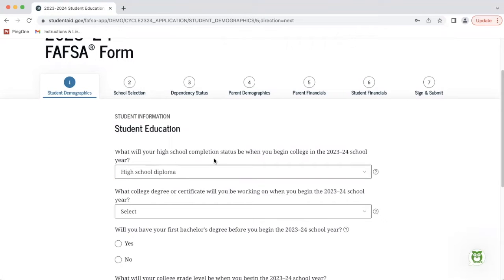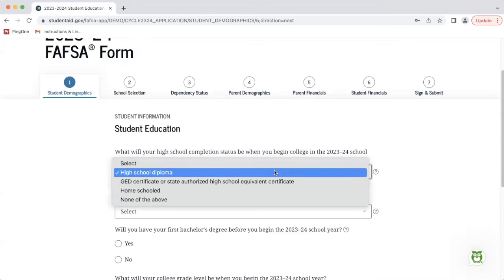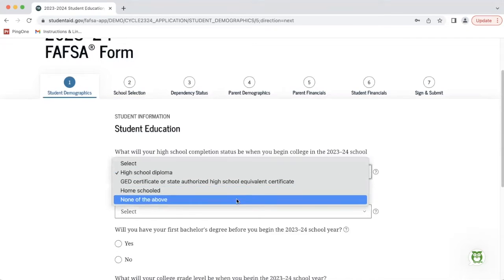This page asks about student education. The first question is, what will your high school completion status be when you begin college in the 23-24 school year? So we'll hit high school diploma, but you could also say GED, homeschooled, or none of the above.